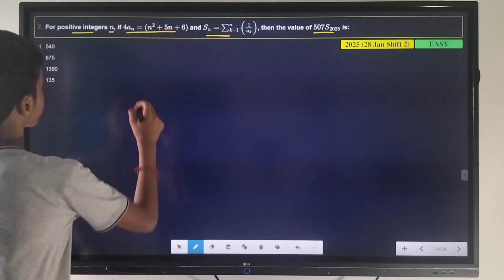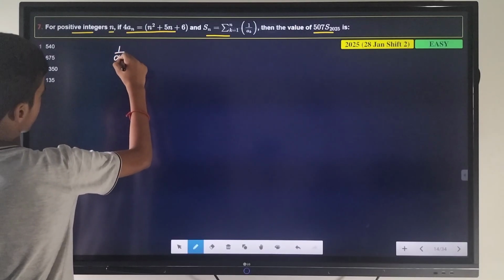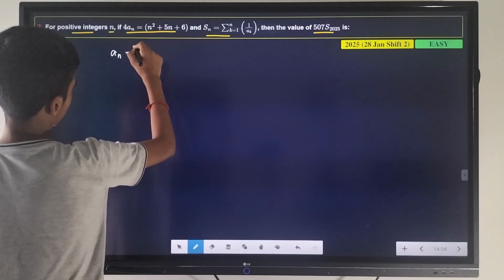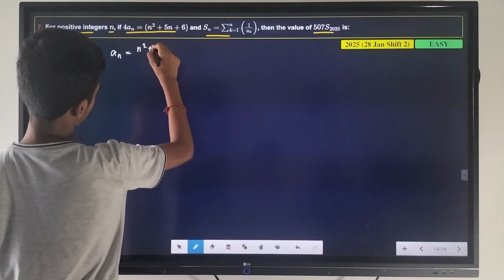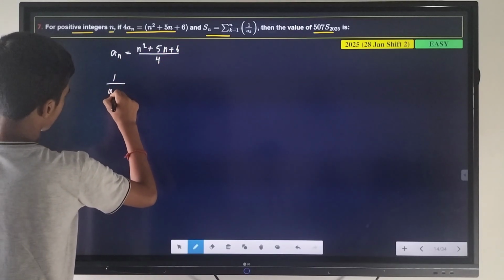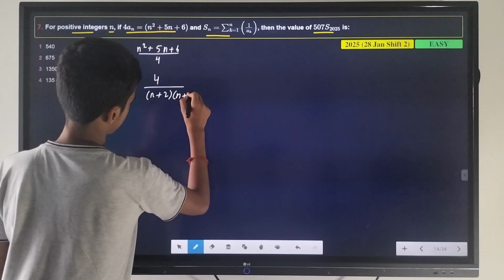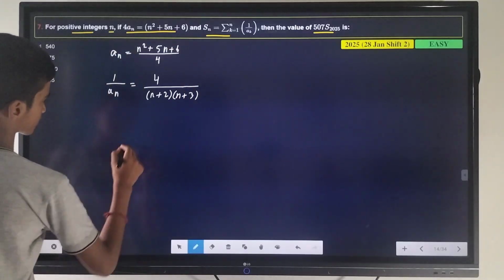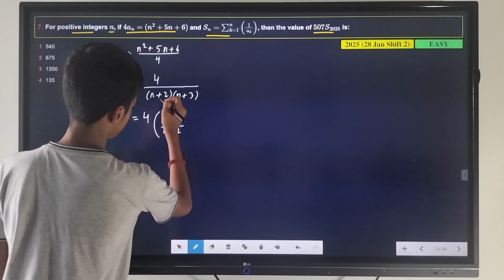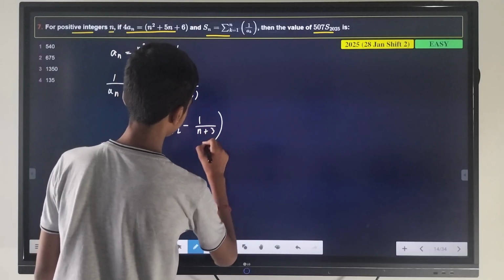First let's define an. 1 upon an is equal to, we can write n square plus 5n plus 6 upon 4. Our 1 upon an is equal to 4 upon n plus 2 into n plus 3. Now this is equal to, we will take 4 outside. Inside we will get 1 upon n plus 2 minus 1 upon n plus 3.